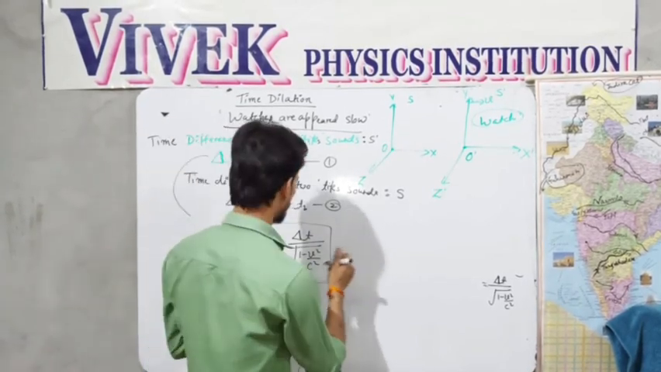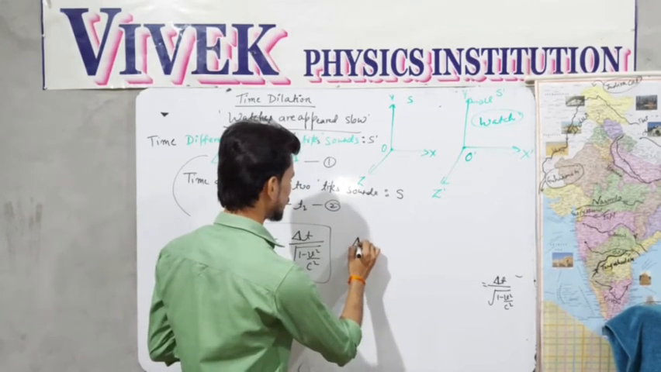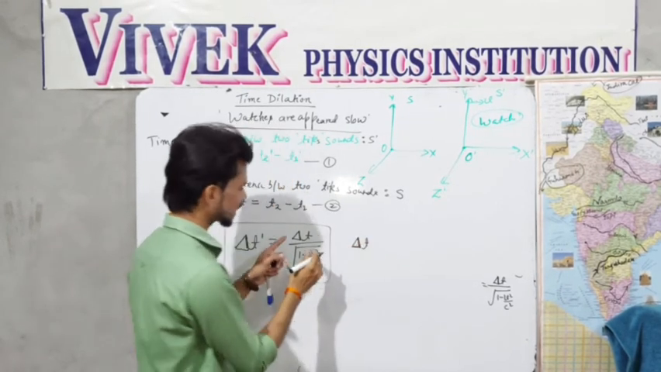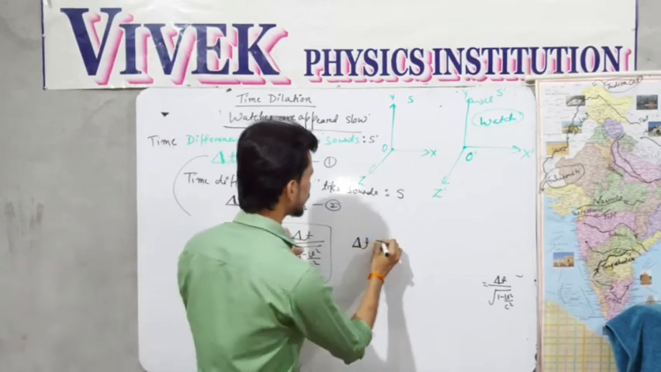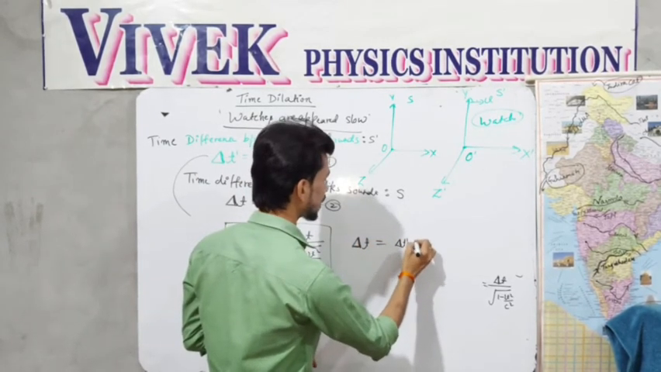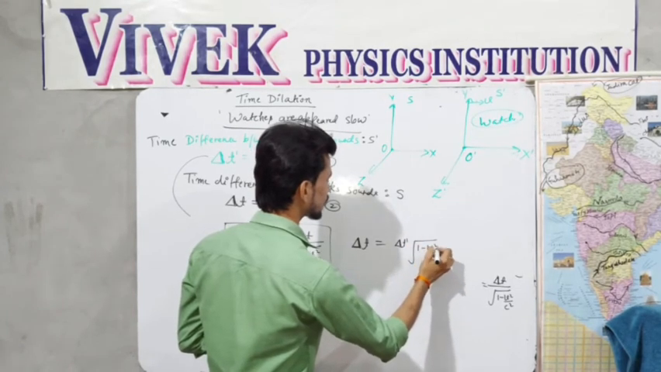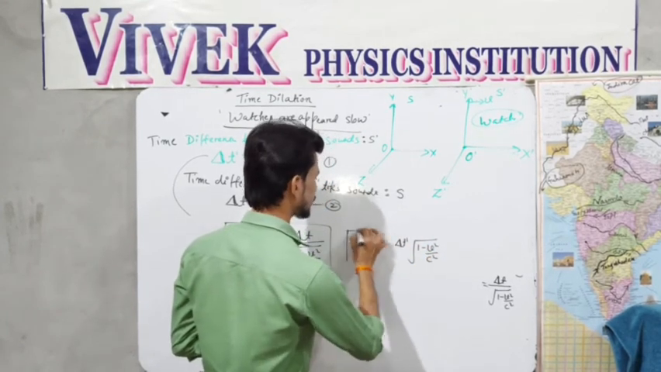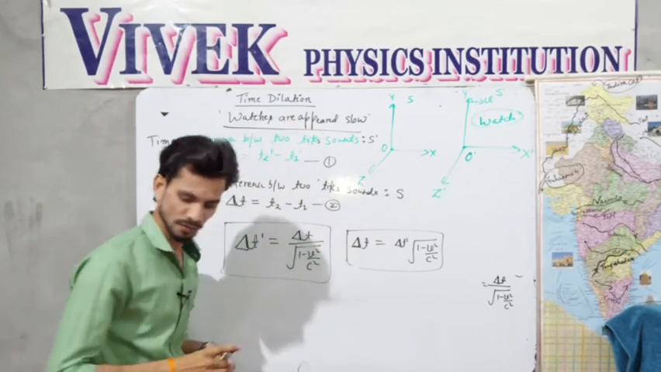Now let me make this equation in this form also. I am making this equation equal to delta t. Delta t equals delta t dash multiplied with under root 1 minus v square upon c square. This is another form of this equation. Okay.